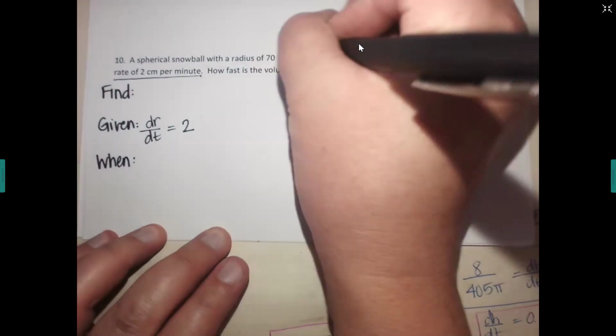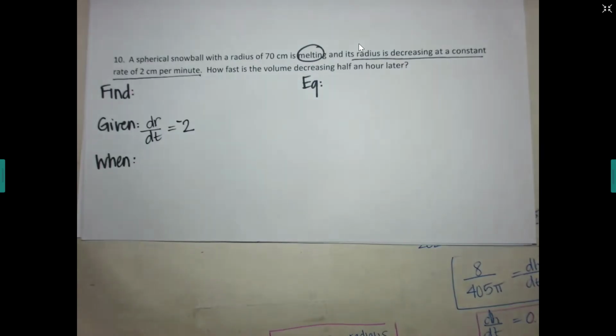If it's melting, what's happening to my radius? Decreasing. So I have to put a negative on my 2, because my radius isn't growing, it's shrinking, right? Okay, then it says, how fast is the volume decreasing? So we're trying to find dV/dt.